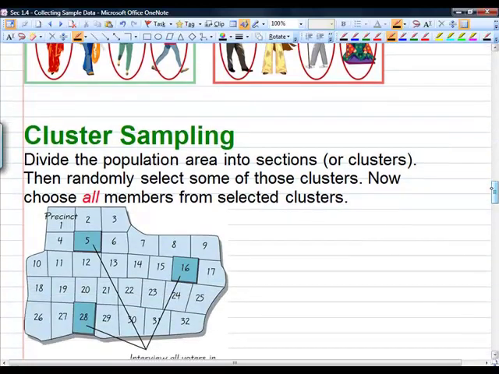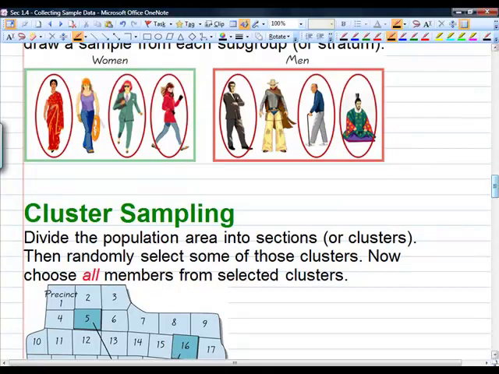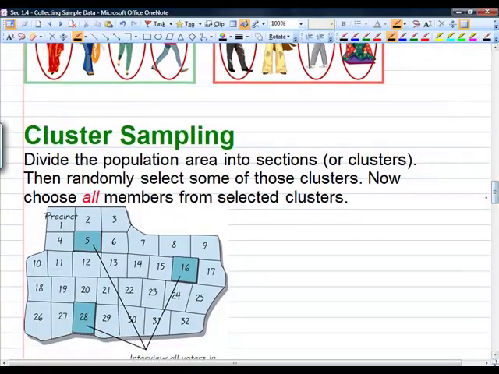In cluster sampling, we divide the population into sections or clusters and then randomly select some of the clusters and choose all the members from the selected cluster to survey. In stratified, we divide the population according to characteristics and take a random sample from each category. In cluster, we divide the population into different regions and randomly select a region and take everybody from that region. Here we take a random sample from each group in stratified. Here we take a random sample of the groups and take everybody in that group and survey them.